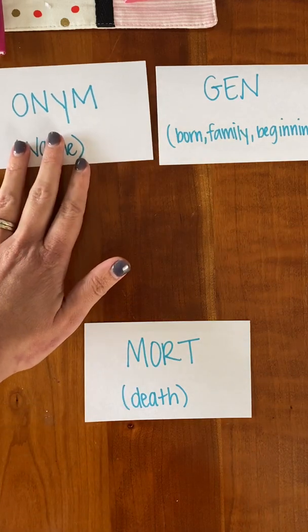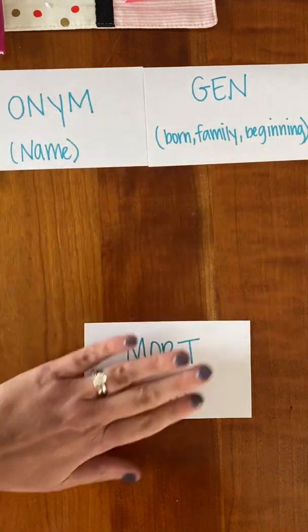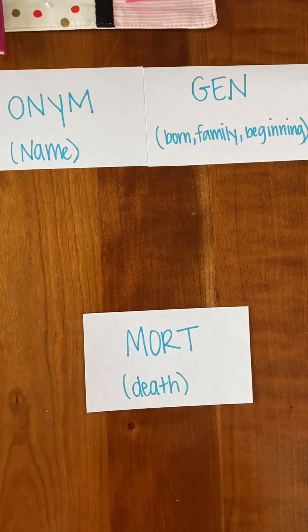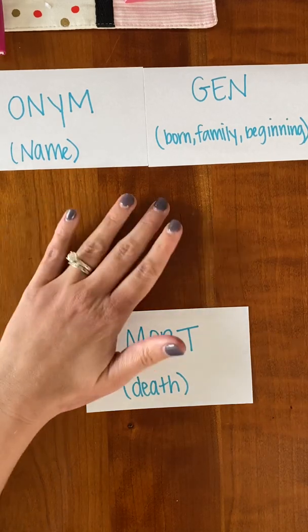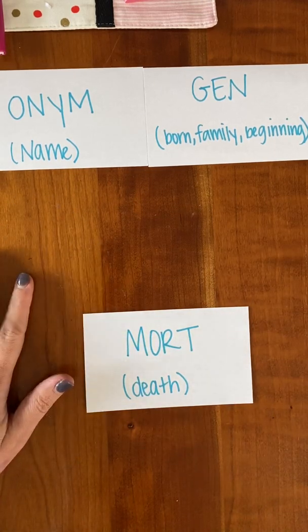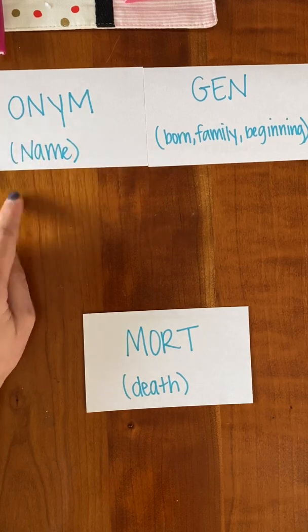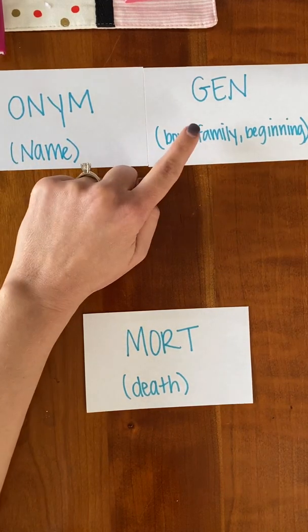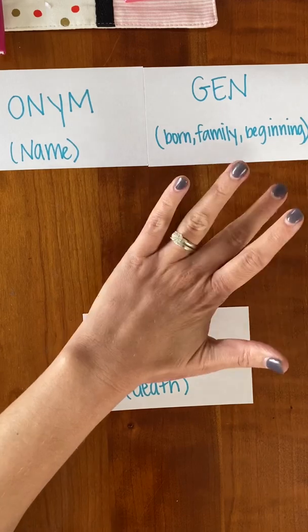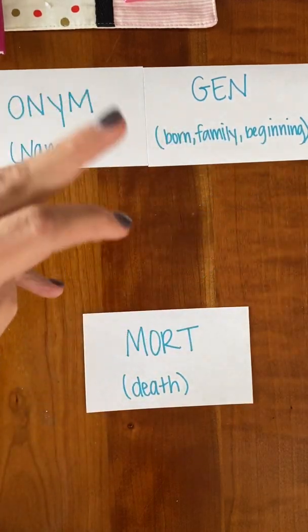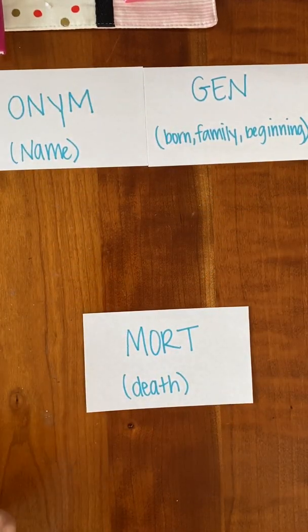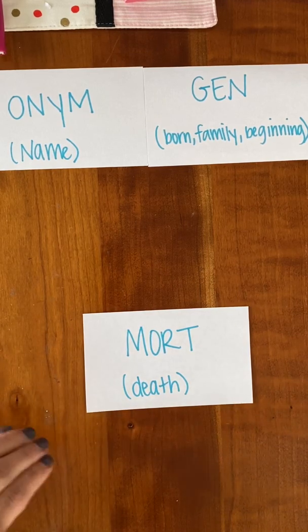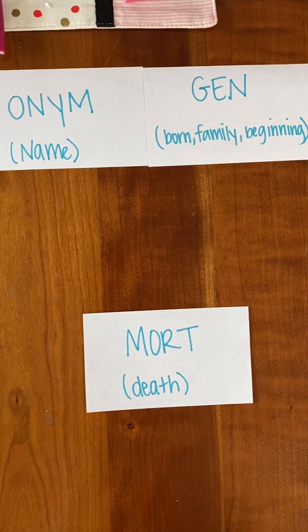Feel free to pause the video if you do choose to write down the definitions of the words as you're going through. I'm going to keep the words kind of short and sweet, but that way it makes sense. We have 3 major root words that we're talking about today. We have O-N-Y-M or onym, which means name. We have gen, which means born or family or beginning, something related to that. And then we have mort, which means death. So I'm going to go through each of them, talk about what each of the words mean, and then go from there. All right, so let's get started.